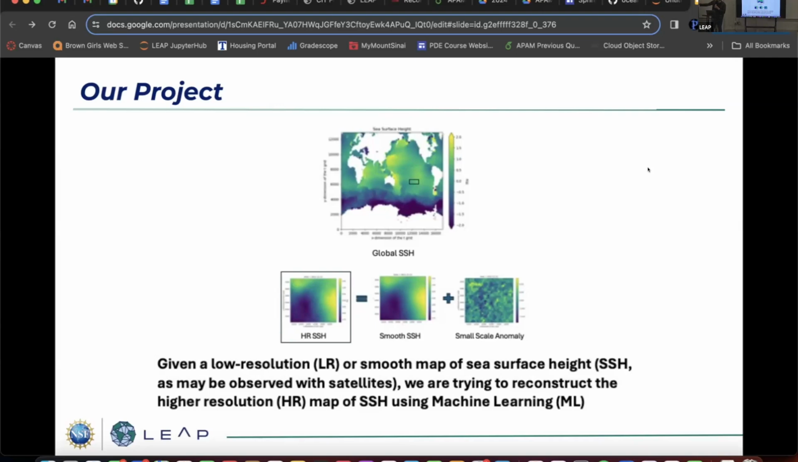As you can see, the high resolution image is a bit more jagged, hopefully, than the smooth image from the low resolution. And to help explain how we built that data set, I'm going to pass it to Jack.